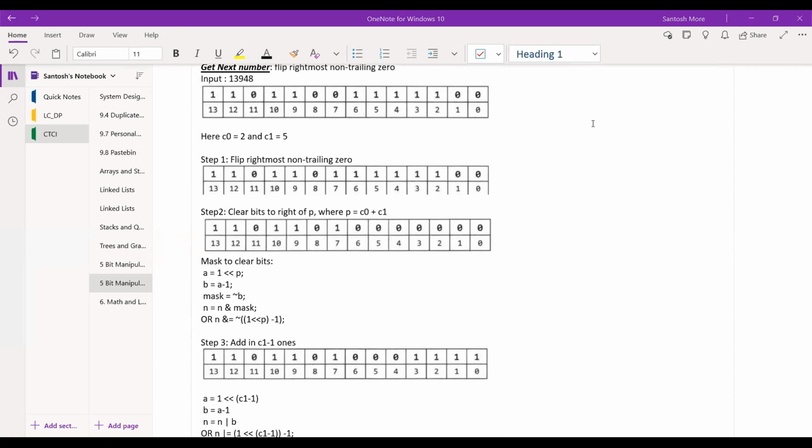So this rightmost non-trailing 0 in this case will be this one, right? Okay. So if we actually set this bit, as we set it over here, now we have added one bit, right? So we need to reduce one more bit from the right hand side. So what it says is first you set this bit, and then you clear all the bits to its right. Okay, so he has cleared everything now.